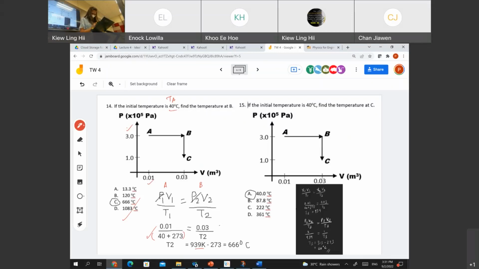So now what is at C? So you can also compare PV over T. So also point A straight away with point C. And you get, converting to SI unit, 313. So 14 degrees Celsius. Okay?